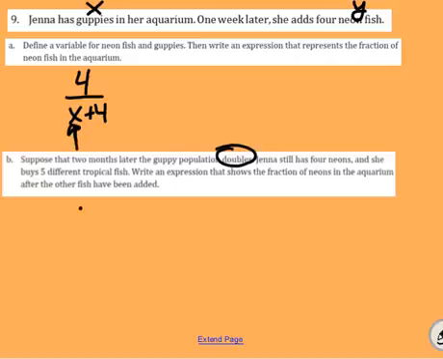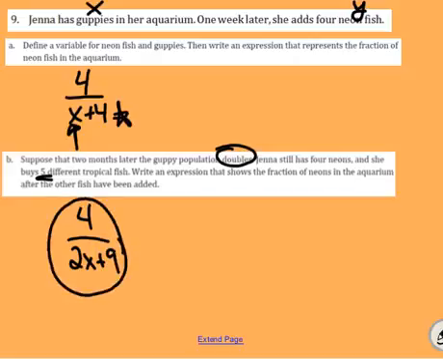So what I probably would have done is I probably would have come down here and wrote 4, and I would have said 2x. Now before, we were just adding the 4 neons. But now we got to add 5 different tropical fish. So I would have said 4 plus 5 is 9. So this is the new fraction that represents how many fish are in the aquarium.